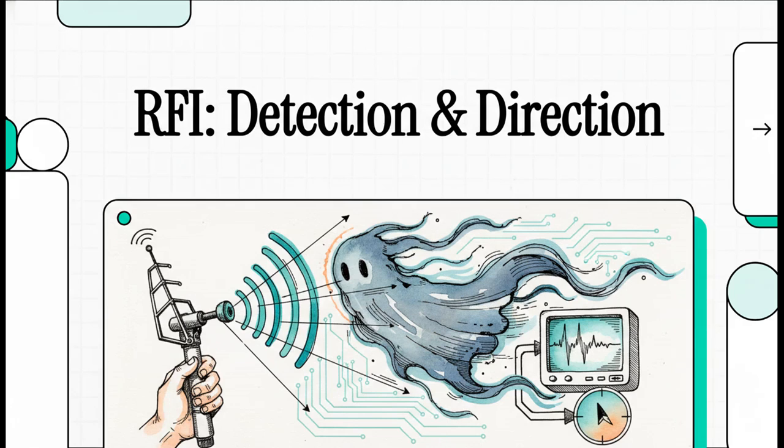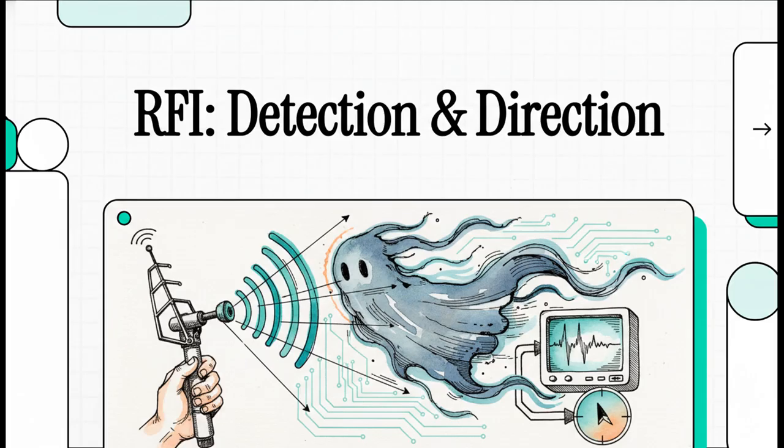All right, let's talk about a scenario you've probably faced. A critical communication system goes down, everything grinds to a halt. And the culprit? It's often this invisible ghost in the machine, radio frequency interference. So the big question is, how do you hunt something you can't even see?